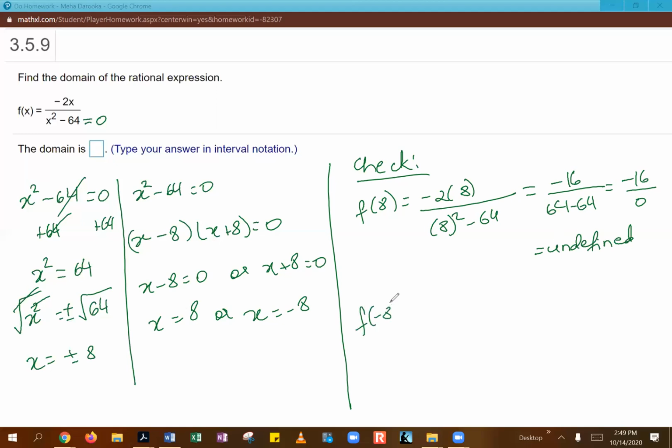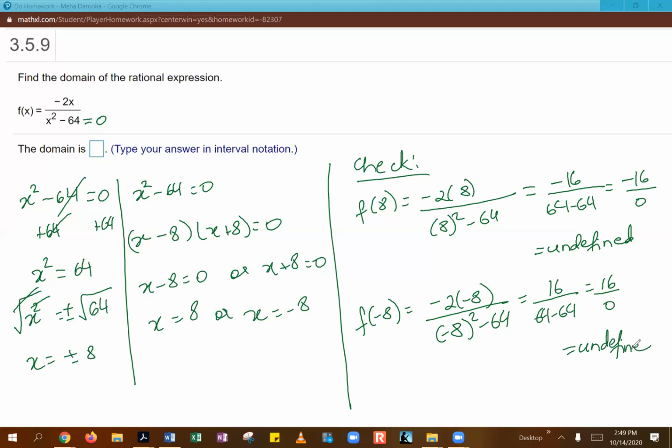And you will see a similar answer coming from negative 8 if we put that into our function, because now we will end up with positive 16 over 64 minus 64, which is again 16 divided by 0, which we know is undefined. So as far as the domain of this function goes, you can use all real numbers except we cannot use 8 and negative 8. So we're saying don't use these two numbers, but everything else is going to be okay.